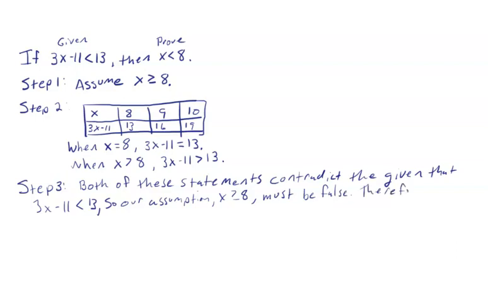Therefore, since those two things are false and there's only three choices, the remaining thing must be true. So therefore, the original conclusion that x is less than 8 must be true.